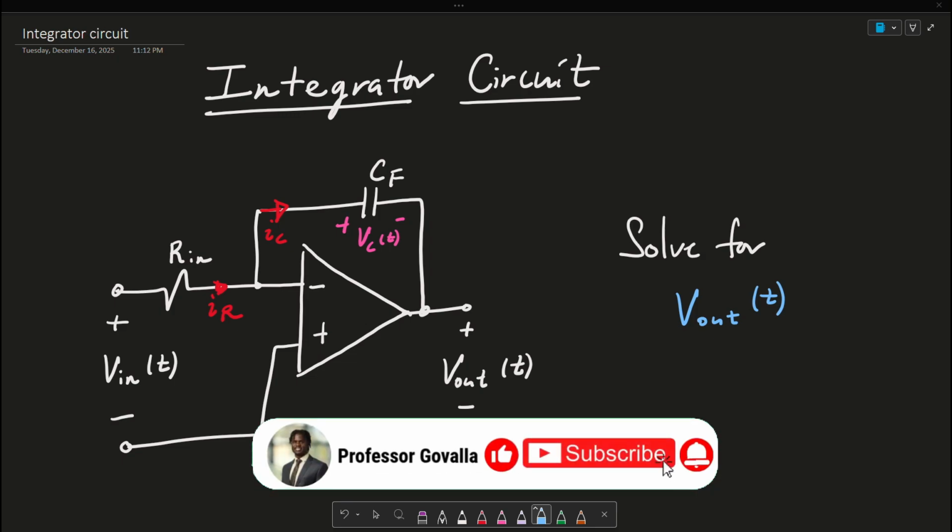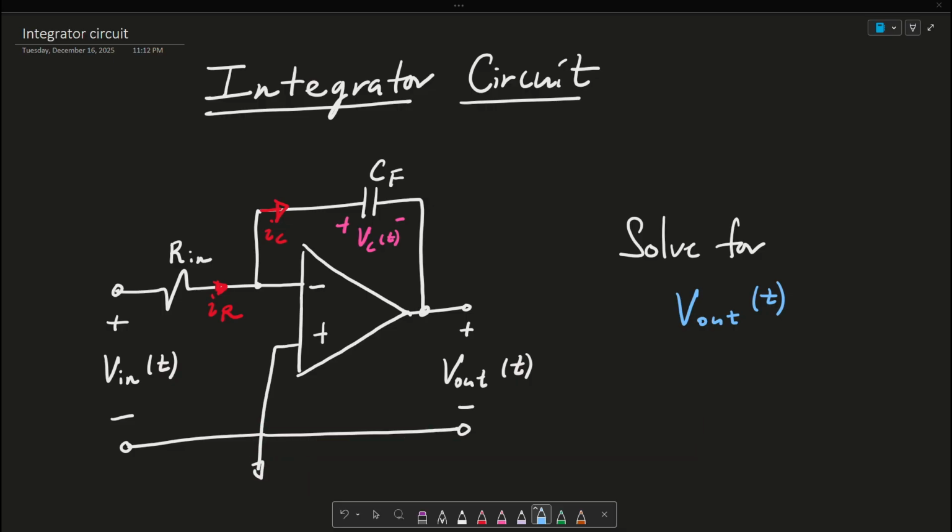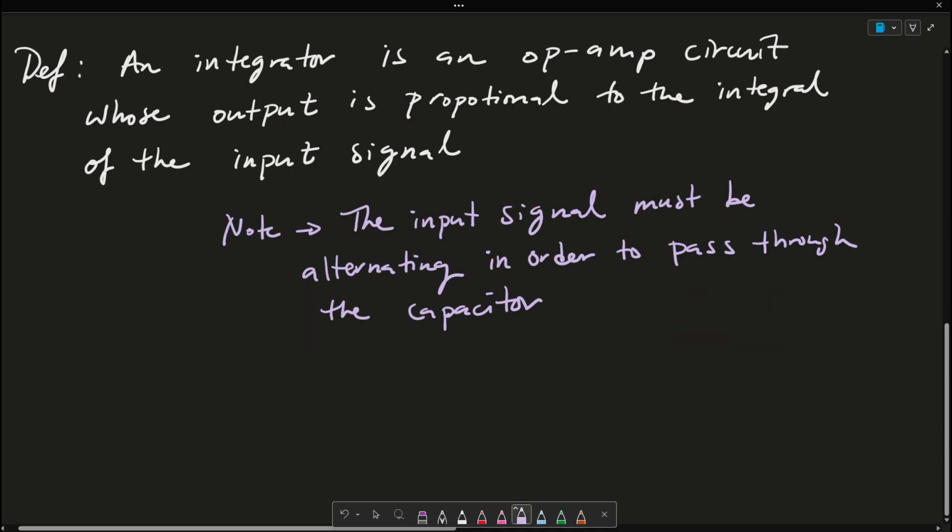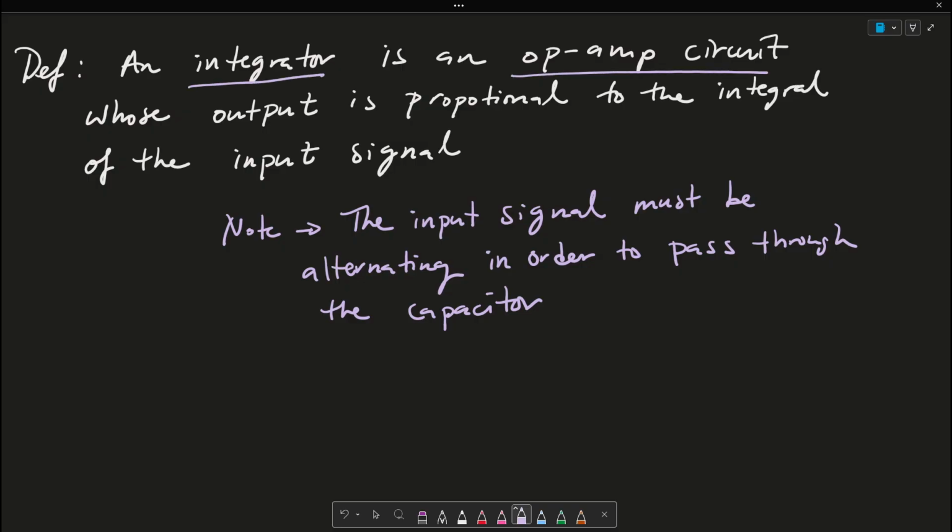My name is Professor Gavala, and today we're going to be doing the derivation of the integrator circuit located to the left here. Essentially, what we want to do is simply find a solution for V out of t given the circuit. Before we begin, we want to define the integrator circuit, and the definition says that the integrator is an op-amp circuit whose output is proportional to the integral of the input signal.